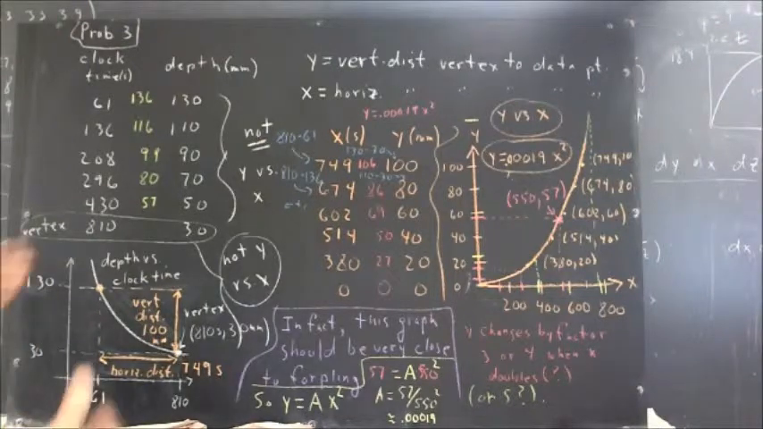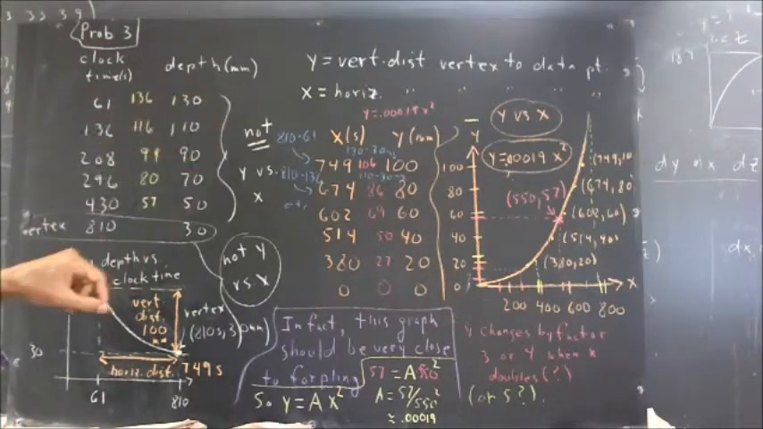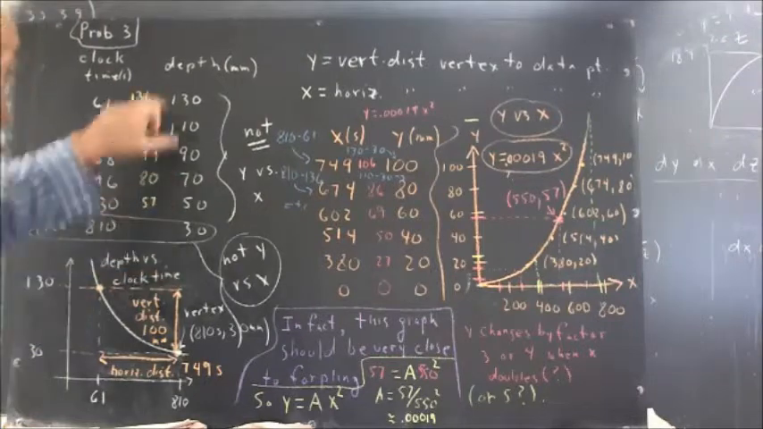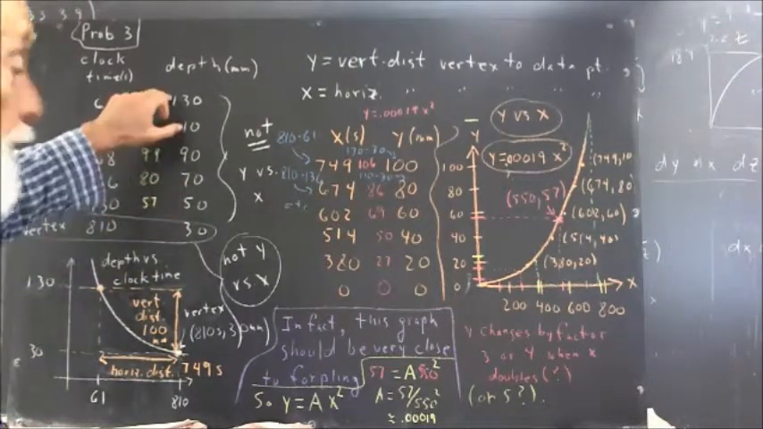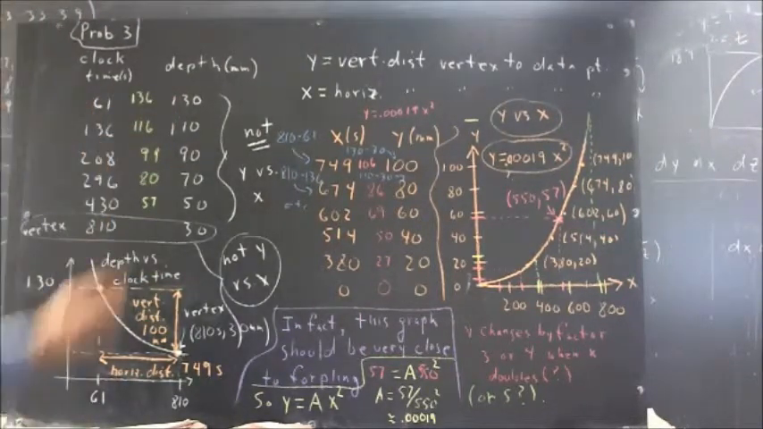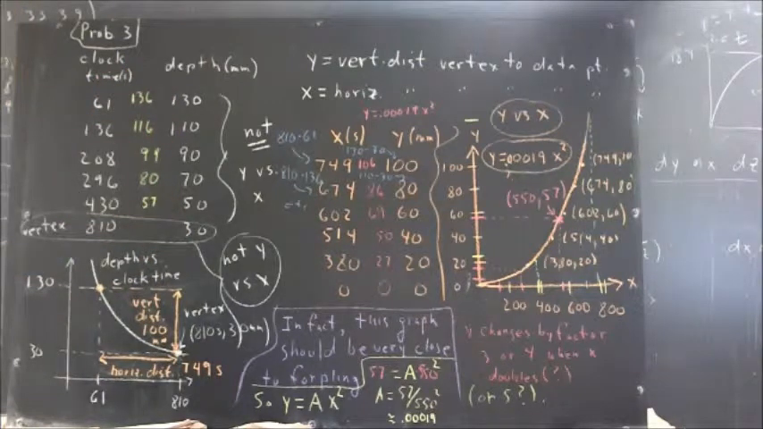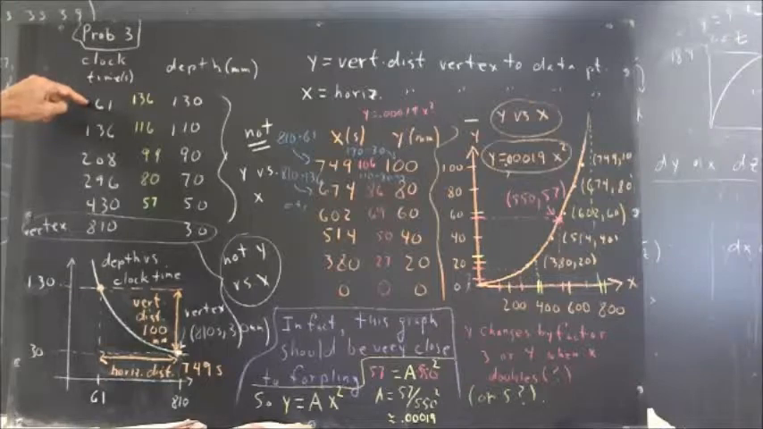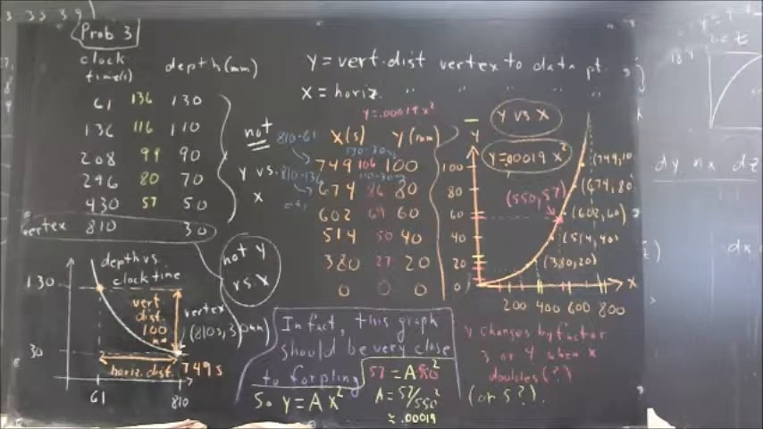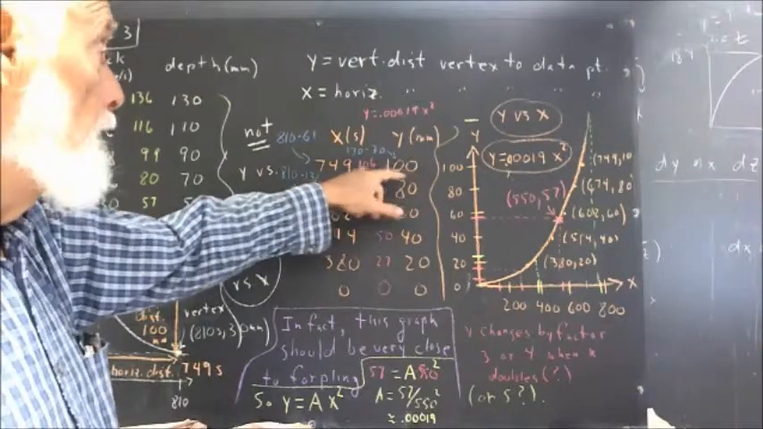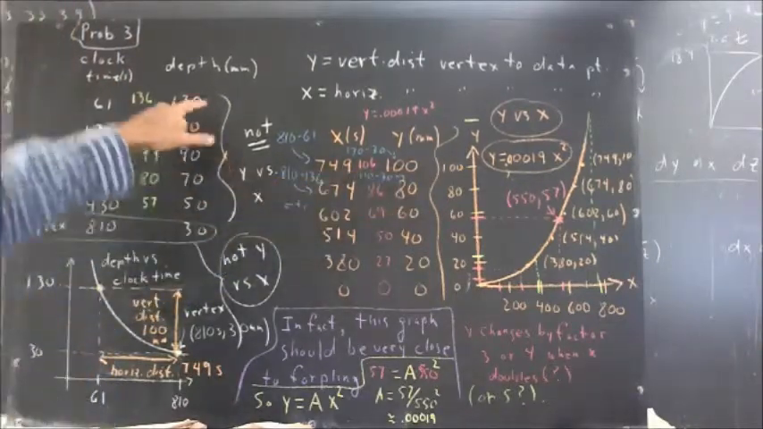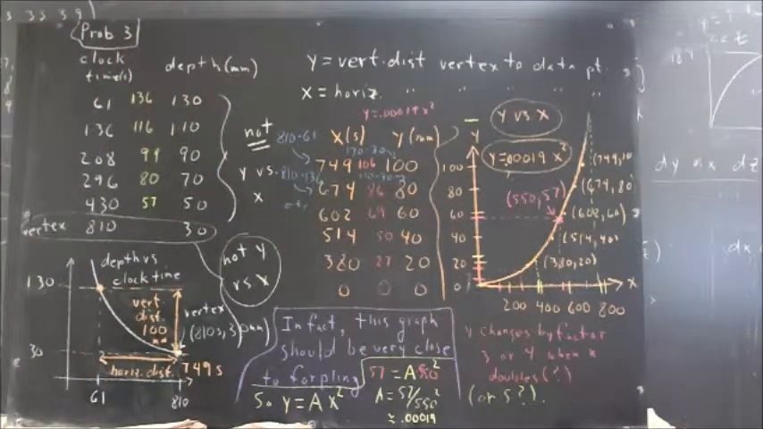Well, okay, what's y for this data point? Its distance from the vertex to the data point, which is from 30 to 130, is 100. What's the distance of the clock time here from the data point? Well, the difference is 749. Okay, so there are the y and x components that correspond to this data point.